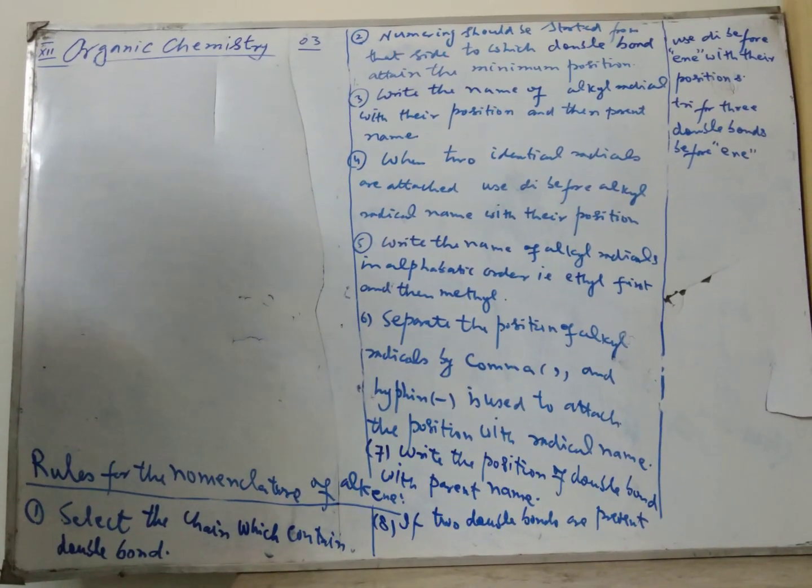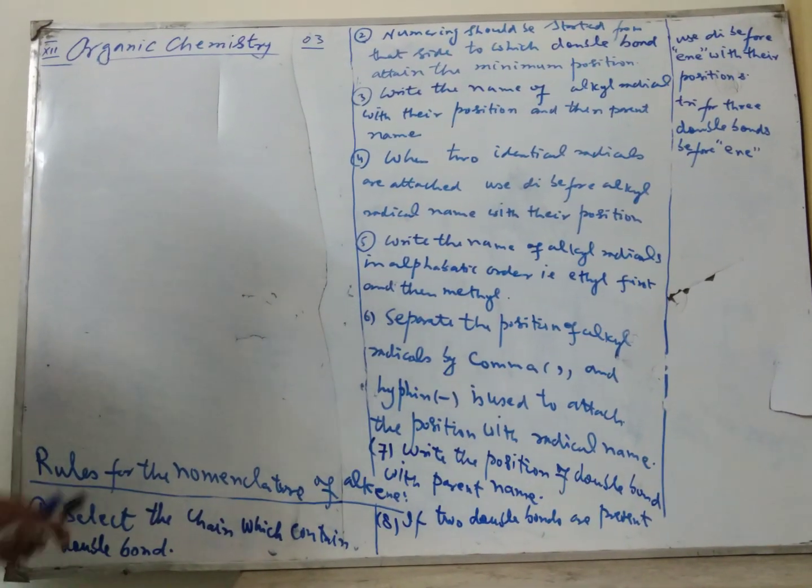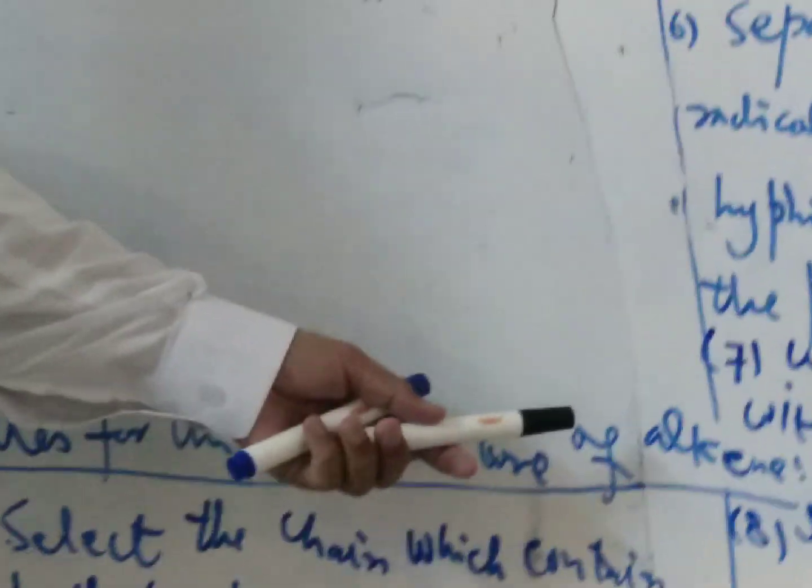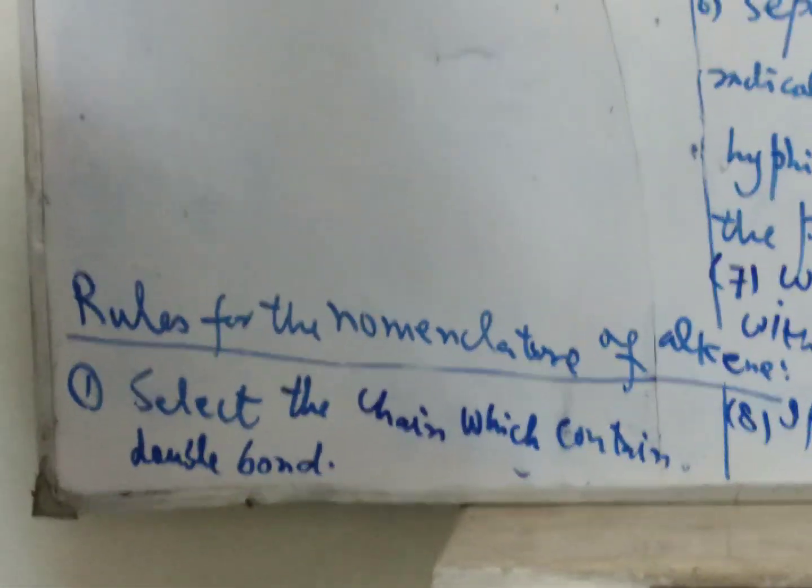Dear student, you are very well familiar with the nomenclature of the alkane, that is, single bond compounds. Today we will start the nomenclature of alkene. You know that alkenes basically contain the double bond. So how to write the name?